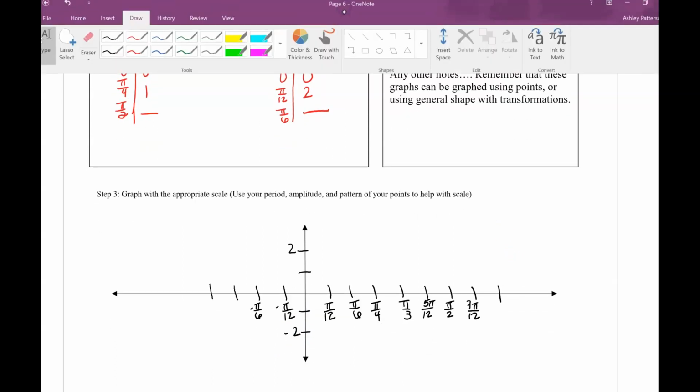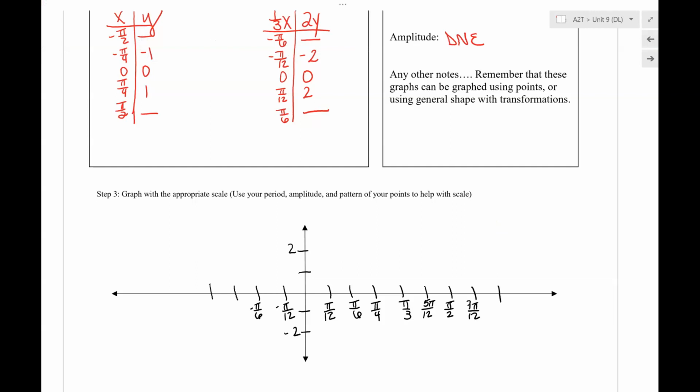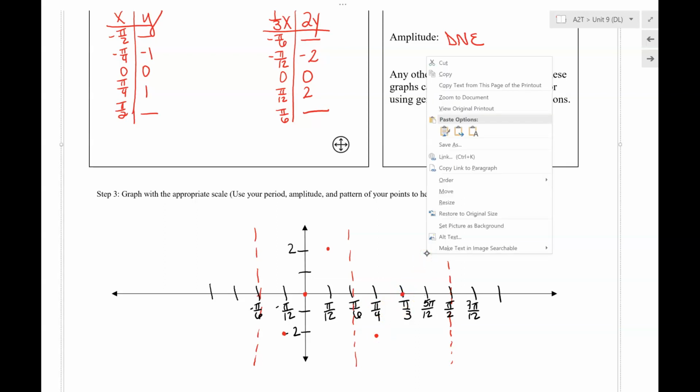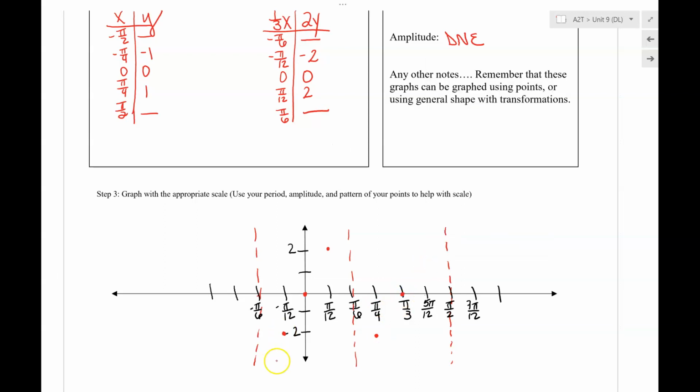Let's graph it. So at negative pi over 6, I have an asymptote. And then at pi over 6, we have another asymptote. 0, 0, pi over 12 is up at 2, negative pi over 12 is down at negative 2. So notice that here's my first asymptote, 1, 2, 3, 4 tick marks. So I'm going to go 1, 2, 3, 4 tick marks to find another asymptote. And then negative 2, 0, and 2. Connect them through a beautiful curve, please.